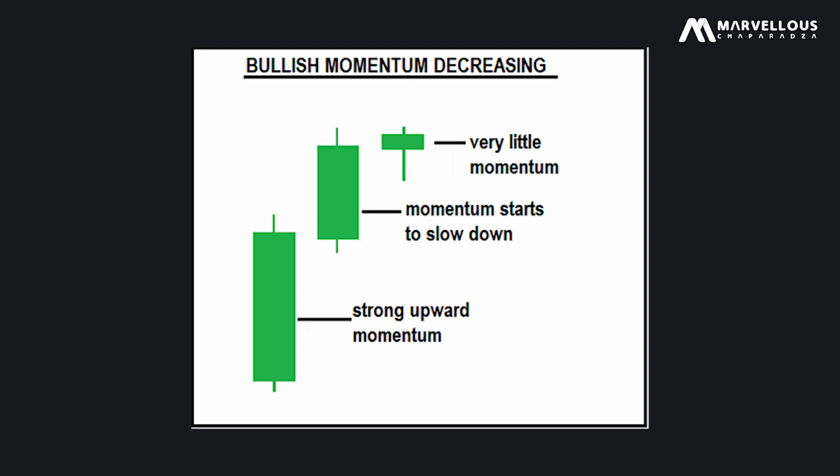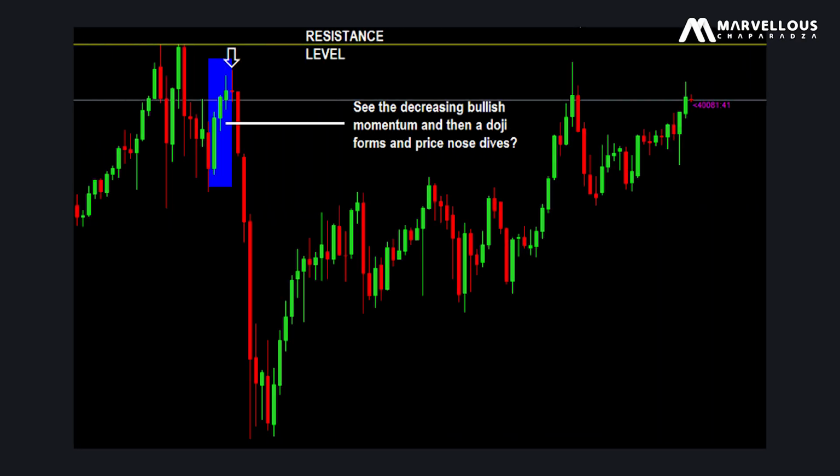Now, if you look at the picture on your screen, you see that the green candlesticks are decreasing in size as we progress to the right as time moves. So there is a very strong upward buying momentum. Then the momentum starts to slow down in the second candle up until the momentum is now very little in the last candle. This normally shows that the market is about to change its direction. So if the price was moving up in the last minute, then it's about to change direction and start moving downwards. Let's look at this example.